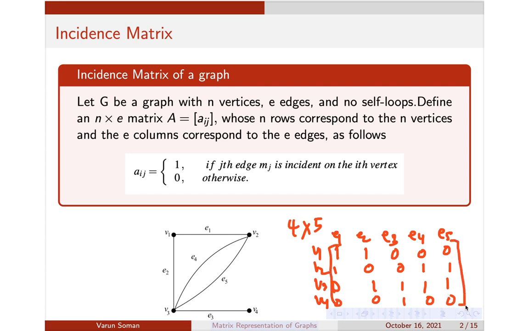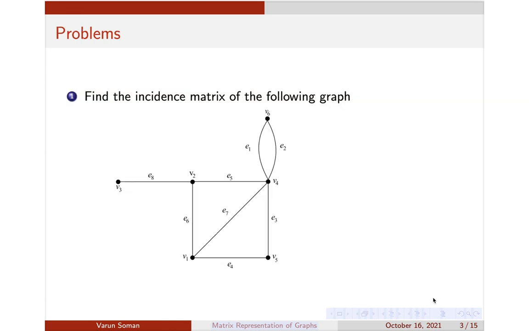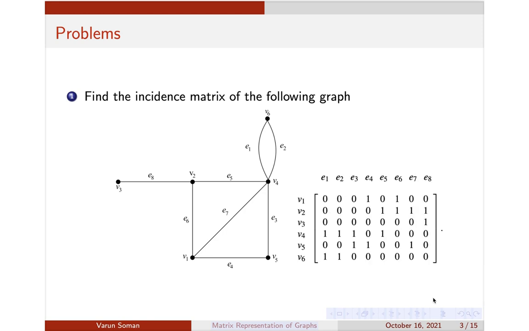So this is just the incidence matrix. I hope it is clear. It is written here also. This is how you write an incidence matrix. You can try this example also. Try to write down the incidence matrix of this graph also. Now we'll discuss the reverse problem also: how to draw a given graph from the incidence matrix.